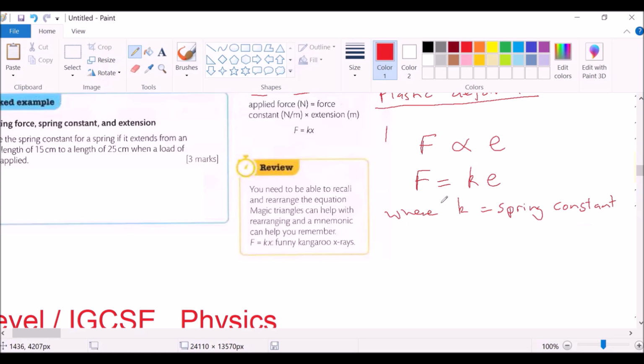Now, what are the units of spring constant? If F is equal to KE, K is equal to F over E. So the units are, for force we have newtons, and for extension we have meters. So the units are newtons per meter.